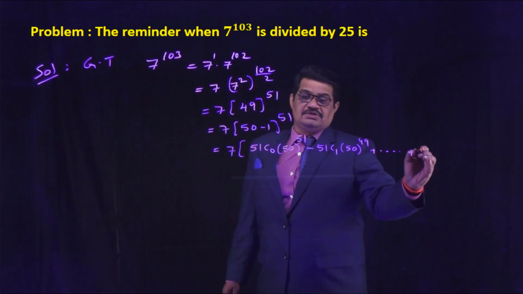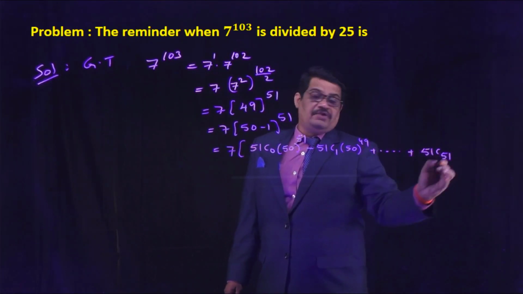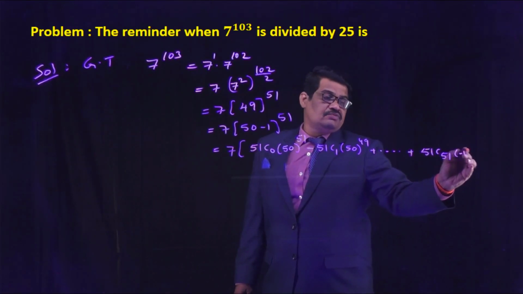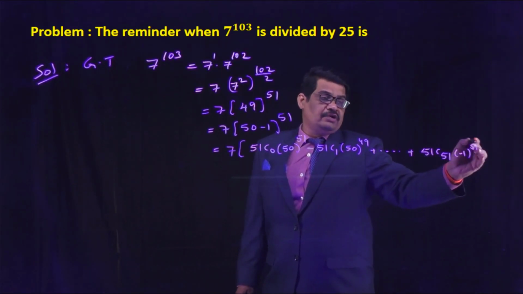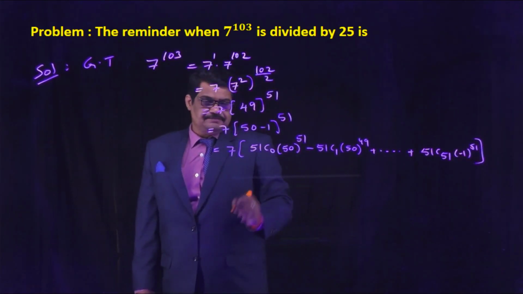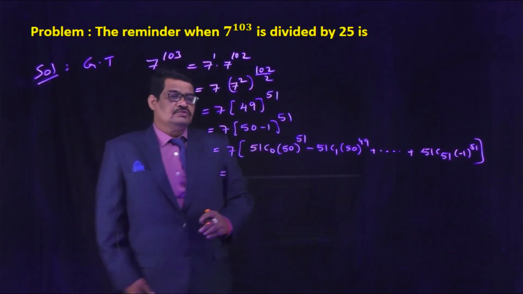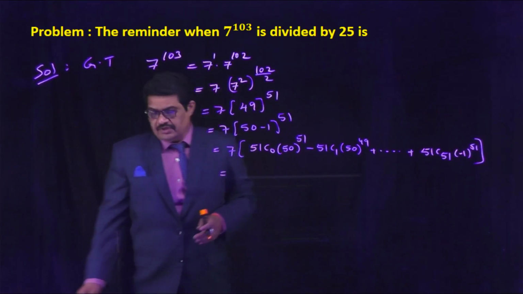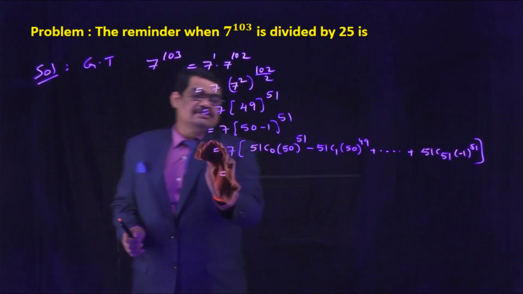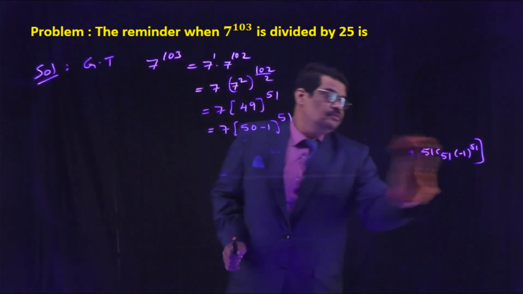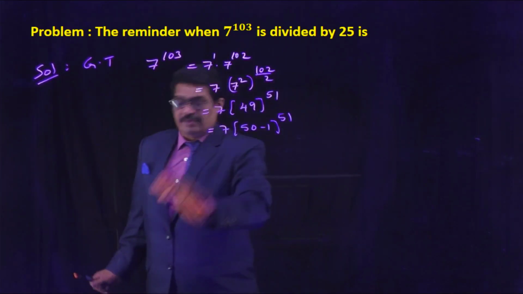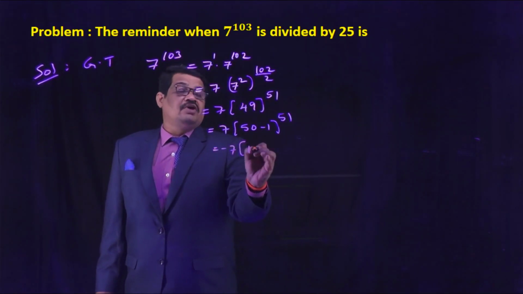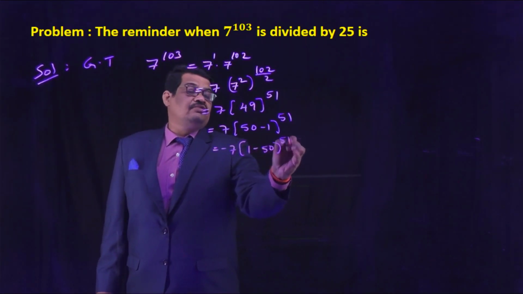In the last term is 51C51, that is (-1)^51, that is we are getting negative here. So we write it with minus common: minus is common, 1 minus 50 to the power of 51.